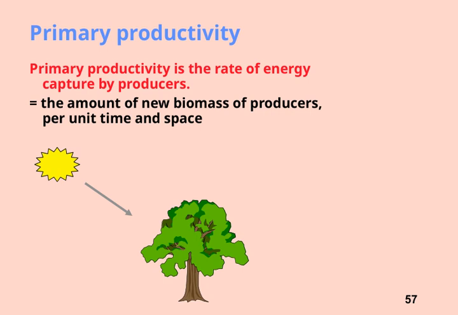This process forms the foundation of most food webs, as it determines how much energy is available for consumers. So, understanding primary productivity helps us grasp the overall productivity and health of an ecosystem. It's a key piece in understanding how energy flows through the natural world.